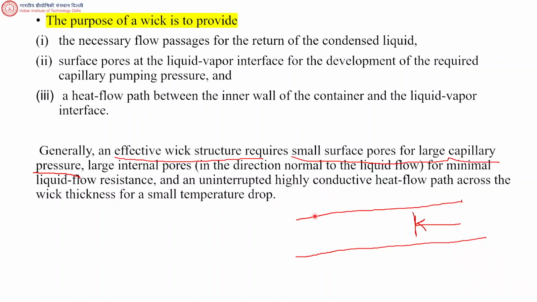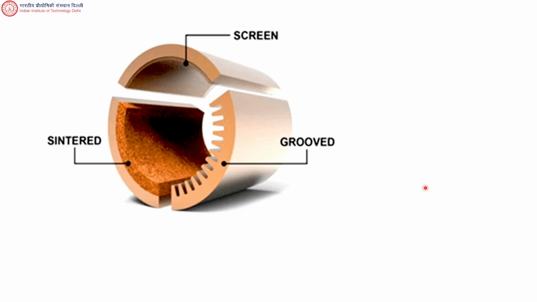And also, you need a highly conductive heat flow path across the wick thickness, right? In this example that we saw, there's a silicon casing with the heat pipe inside, so heat has to be transferred across the thickness, isn't it? So you need a conductive path, thermal conduction, heat conduction. Right, so these things you have seen twice or thrice.